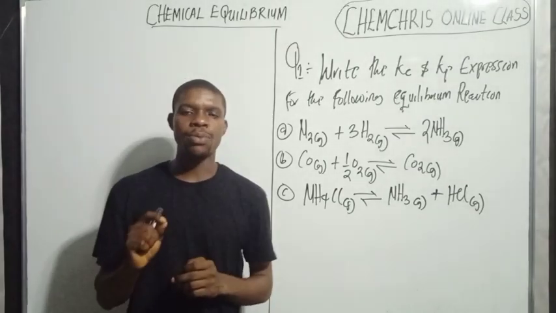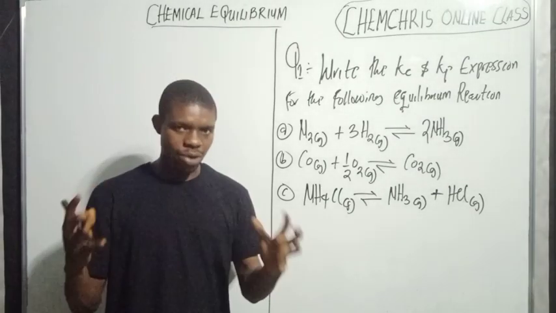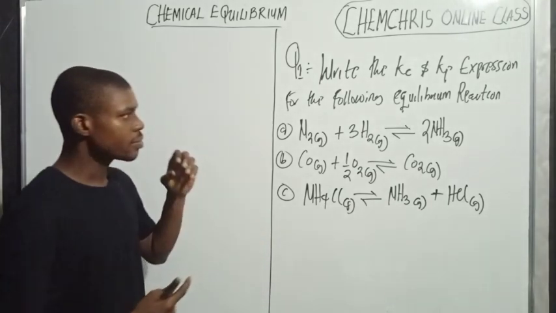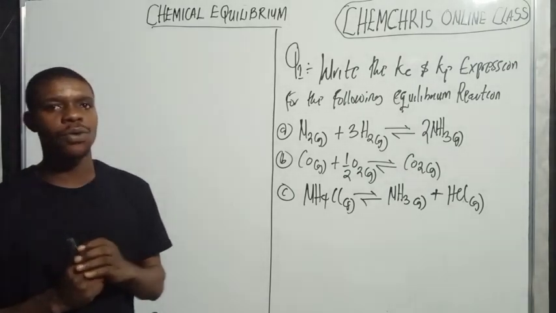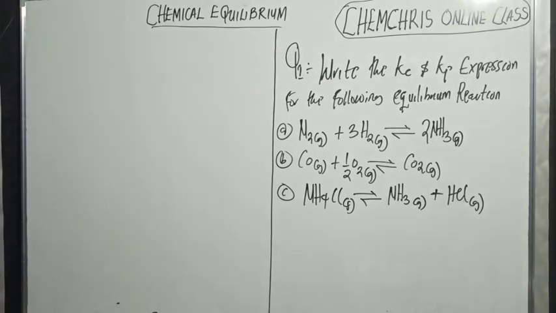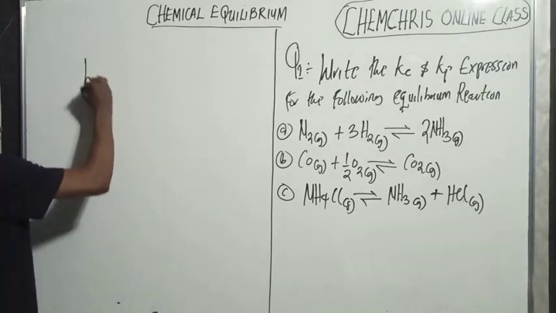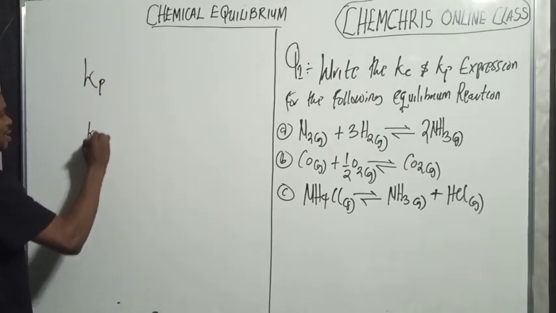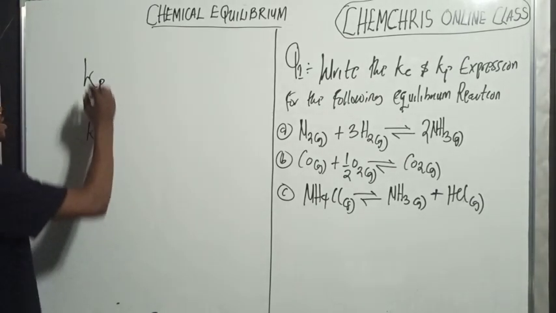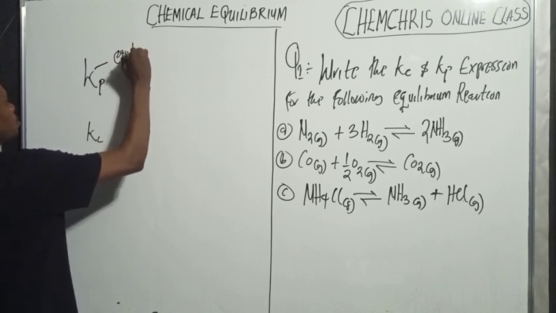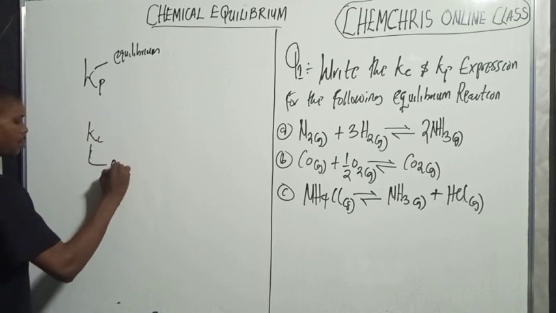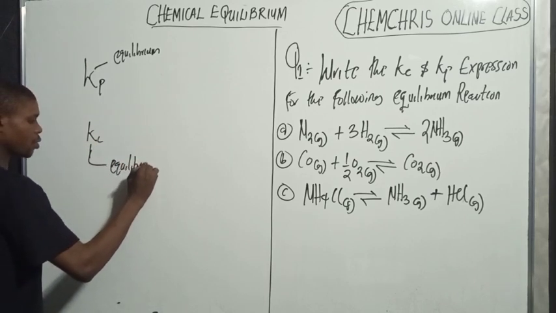And that type of equilibrium is known as dynamic equilibrium. So these are things you really want to understand. Now every equilibrium reaction has what we call Kp and Kc. The K means the equilibrium constant.